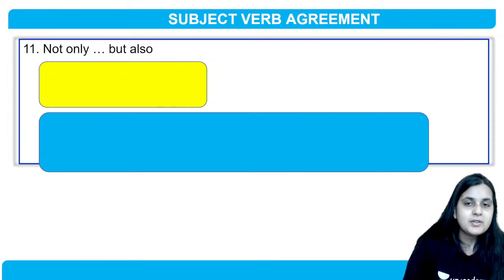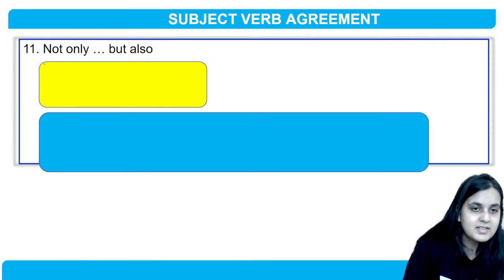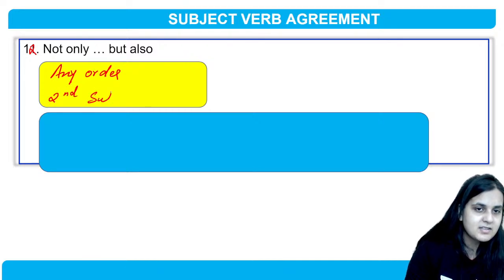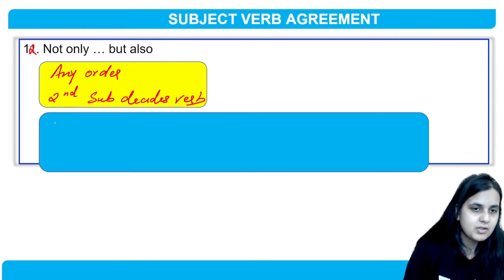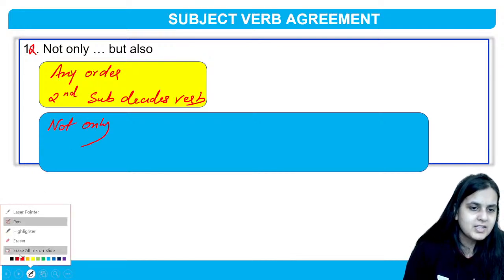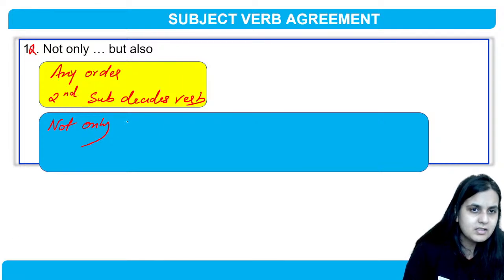Now, last one. When you use not only but also, remember, subjects can be arranged in any order. Subjects can be arranged in any order, but it is the second subject which decides the verb. It's the second subject which decides the verb. For example, subjects can be arranged in any order. You can say not only, आपको जैसे लगाना है आप लगाओ. Okay, I'll make it black so that it's better. Not only the king, but also the ministers.